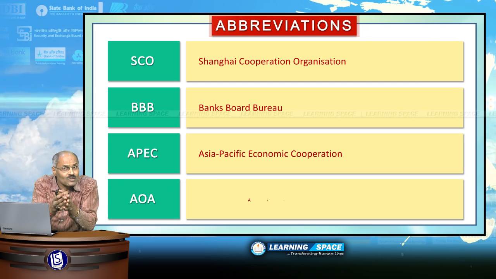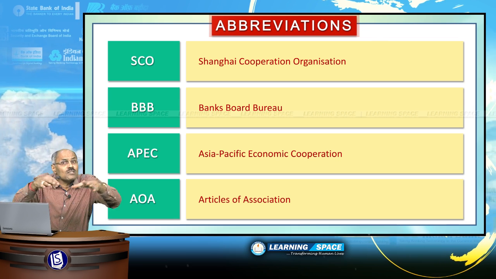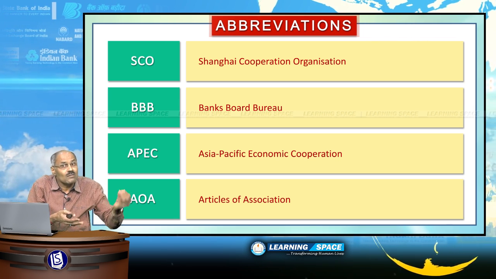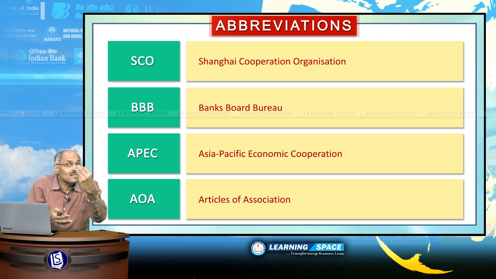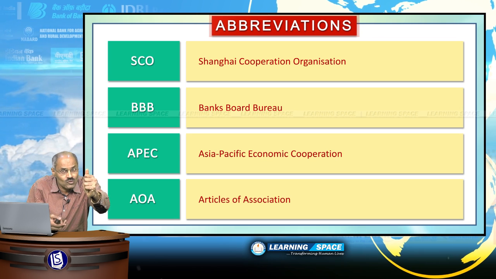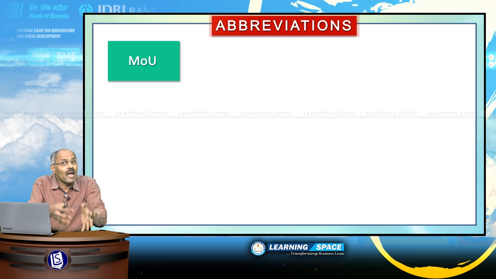AOA is Articles of Association. This determines the rules for running the company. Rules and regulations for running the company are determined, and the company is to run as per the Articles of Association, or AOA.